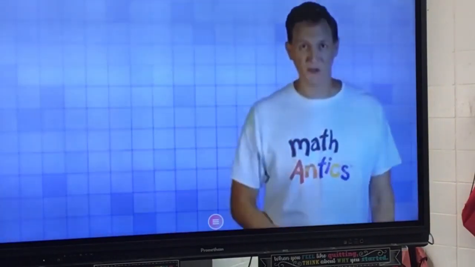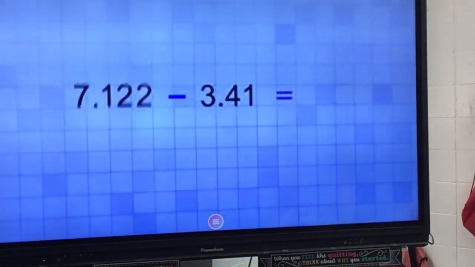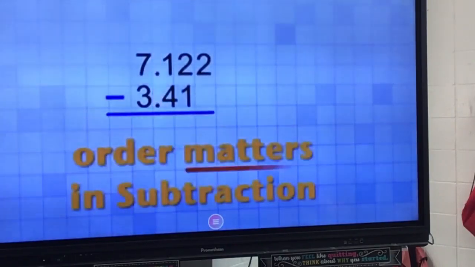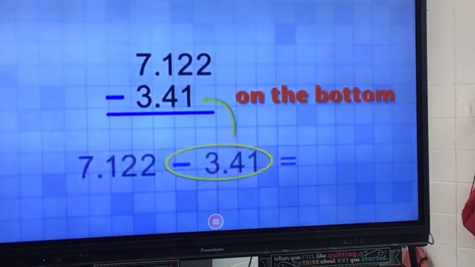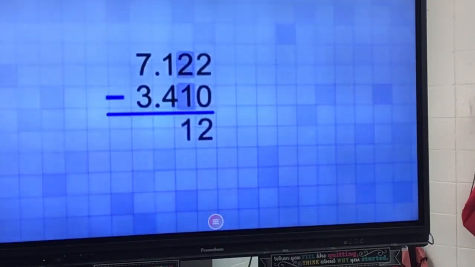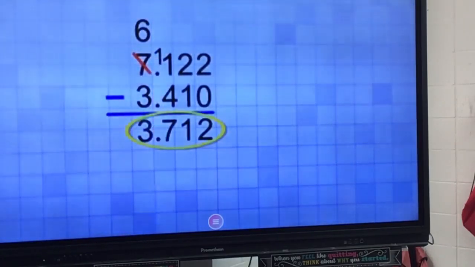And I've got more good news. Decimal subtraction works the same way. You start by lining up the decimal points of the two numbers. Remember that the order of the numbers matters in subtraction, so be sure that the number you're taking away is on the bottom. Then, starting with whatever column is furthest to the right, you subtract the digits column by column, borrowing if you need to. After that, you just bring down a copy of the decimal point and you have your answer.